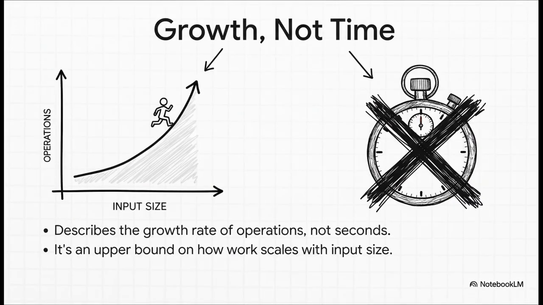So here's the deal. The number one thing to remember: Big O is about the growth rate, not actual wall clock time. It's not a stopwatch. It describes how the number of operations scales up as your input size gets bigger. So the right way to say it: the runtime grows linearly with the input. That sounds like a pro.